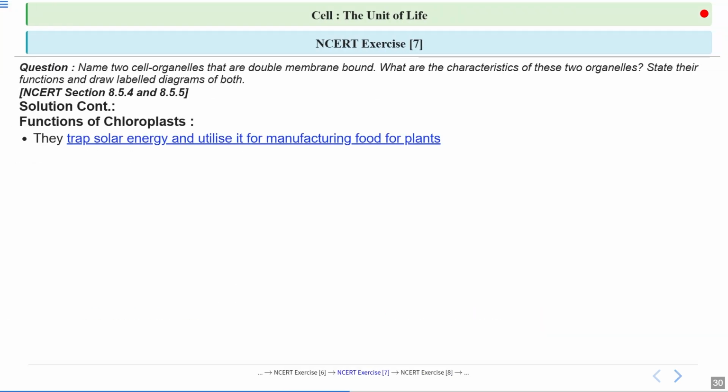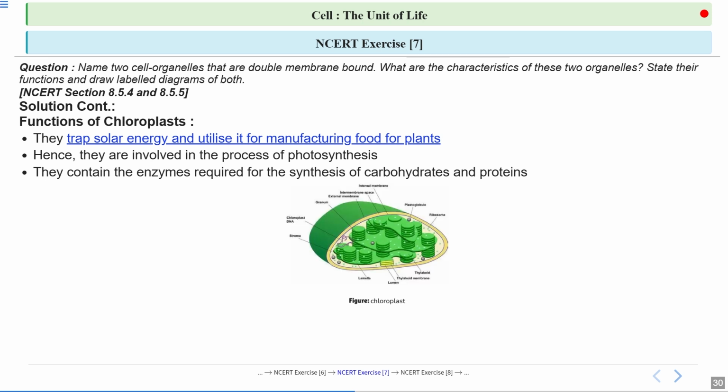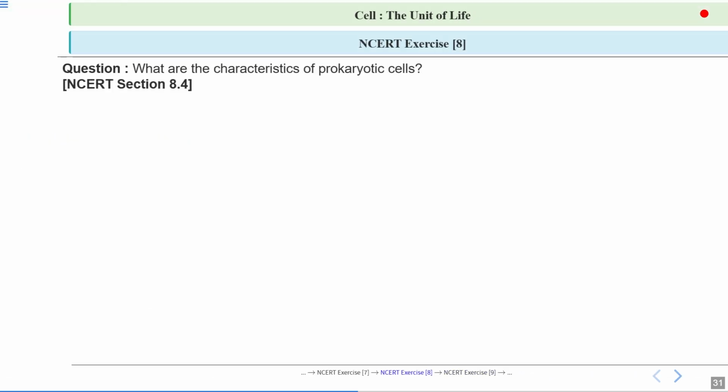Function of chloroplast. We know the chloroplast consists of the chlorophyll pigment. This chlorophyll captures the light energy and converts it into food. So it is very important for the process of photosynthesis. The chloroplasts are present in plants, in the leaves, in the mesophyll cells of the leaf. Within the chloroplast occurs the C3 cycle, also known as the Calvin cycle. These cycles are involved in the production of carbohydrates and proteins as well.